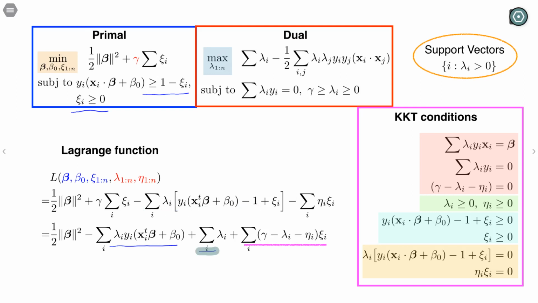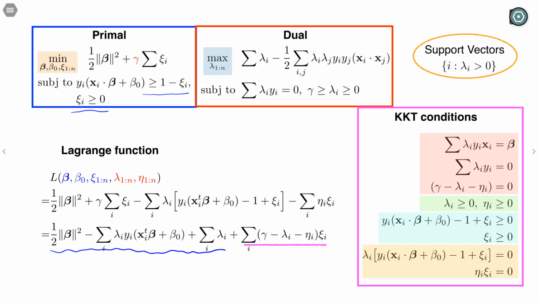And the remaining terms all involve xi_i. So for each xi_i, we have gamma, we have minus lambda_i, minus eta_i. So we put them together as gamma minus lambda_i minus eta_i. So this is the Lagrangian function. And you're going to find out the first three terms are exactly the same as the Lagrangian function for the hard margin formulation. You can pause the video and check.